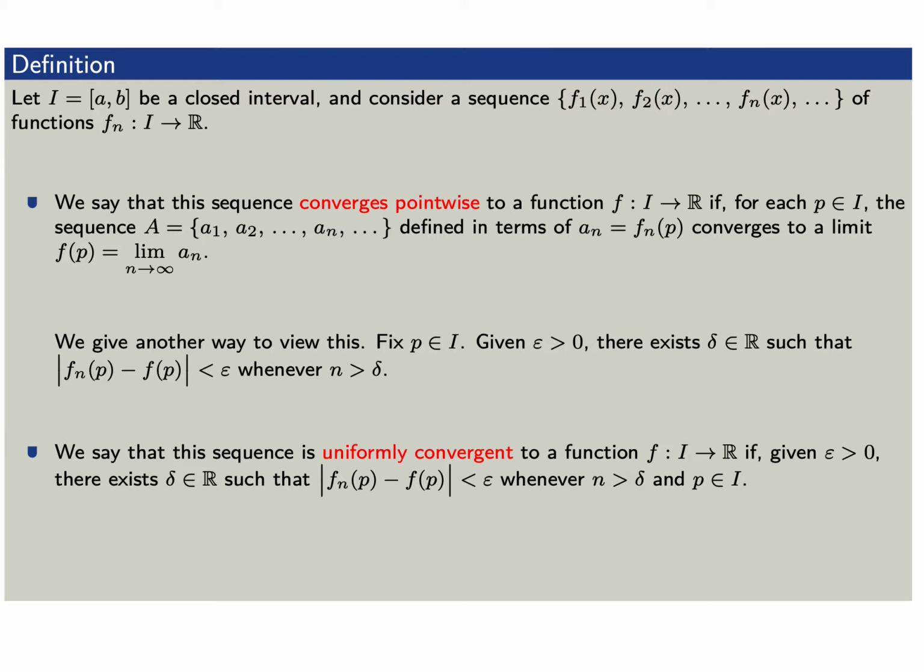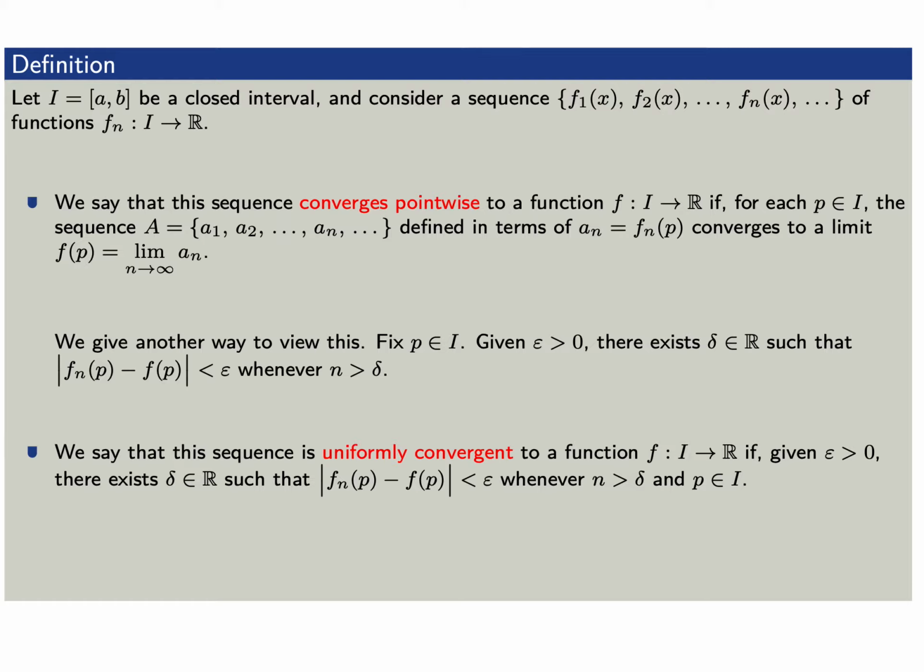We'll say that this sequence converges uniformly to a function f if, given a positive epsilon, there exists a delta such that in absolute value, f sub n of p minus f of p is less than epsilon whenever n is greater than delta and p is an element of our closed interval.